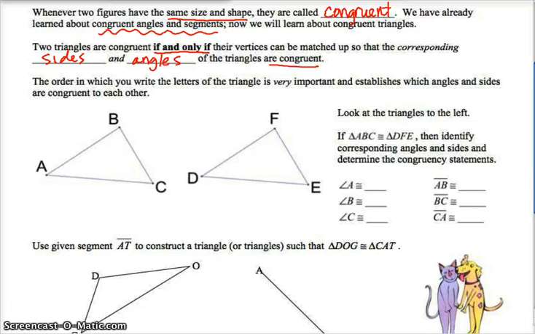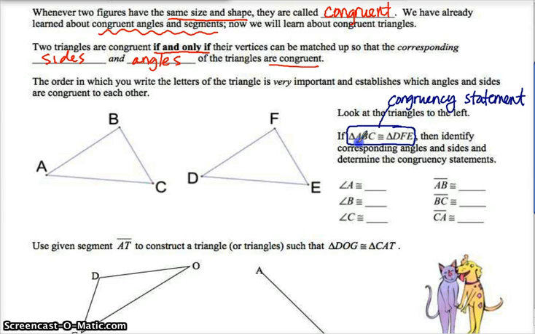What's going to be super duper important in this unit is the order in which we write our congruency statements, the order of those letters. So this right here is called a congruency statement. That's your mathematical statement that says, if you were to write it in sentence form, triangle ABC is congruent to triangle DFE. So based on this one statement, I can then identify which angles are congruent to which angles and which sides are congruent to which sides. In other words, which angles correspond to which other angles from triangle to triangle, and which sides are congruent to which other sides. So how do we do that?